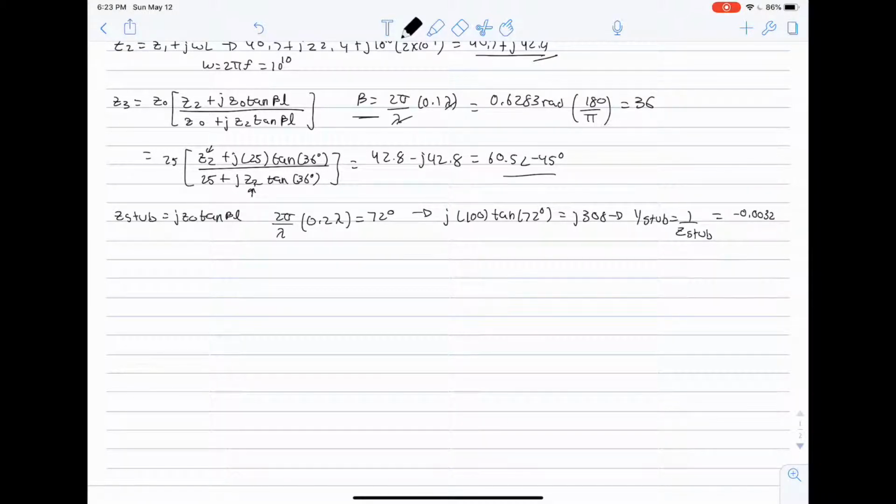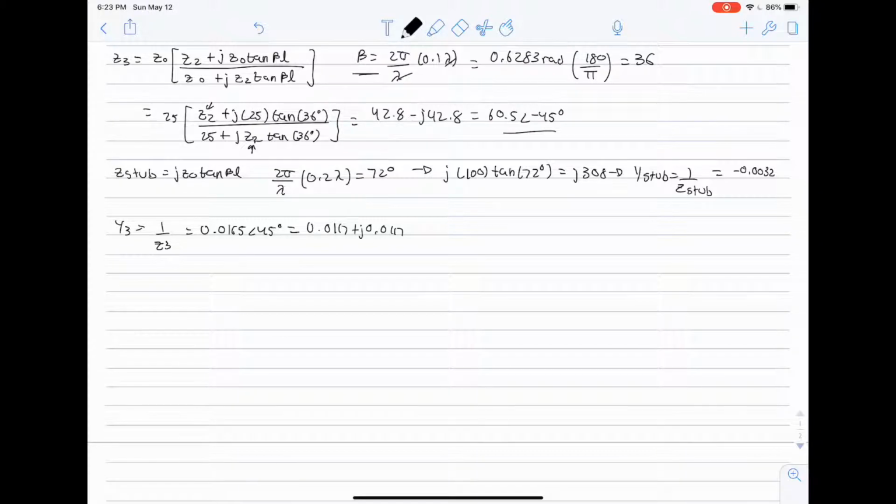Like I said, since they're in parallel, we have to convert our Z3 into admittance as well. So Y3 equals 1 over Z3, which is 0.0165 at 45 degrees, which equals 0.0117 plus j0.0117. And since both of them are in admittance, we can simply add them together like normal.